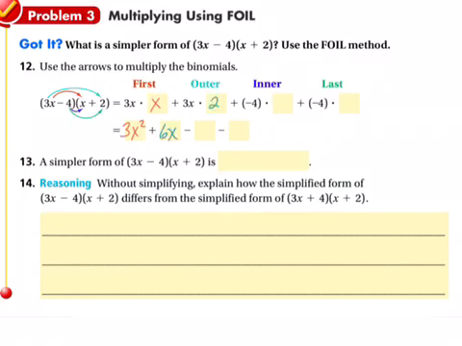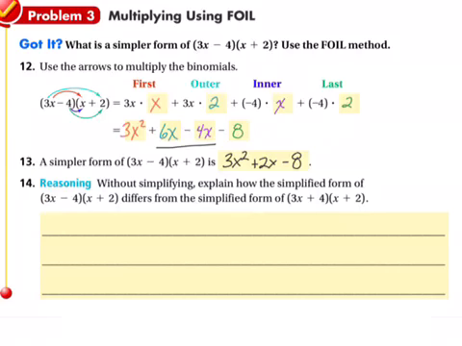Then with the purple arrow, you see the inner terms of the two binomials, negative 4 times x, which is negative 4x. And finally, the green arrow, negative 4 times 2, which is negative 8. Thus, the simpler form is 3x squared plus 2x minus 8. Can you reason out what would change if instead of a 3x minus 4, we had a 3x plus 4?